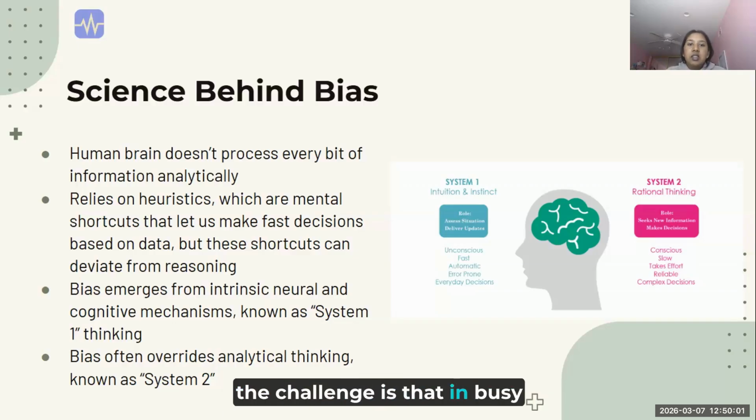So the challenge is that in busy clinical settings, when providers are fatigued, rushed, or overloaded, sometimes system one can take over. So bias emerges from these intrinsic neural and cognitive mechanisms. It's not necessarily about overt prejudice. It's about the automatic associations that can override your rational thinking. And unless we actively pause and engage system two thinking, those biases can influence diagnosis, treatment decisions, and overall healthcare communication. So understanding the science is really important because it's more about taking accountability and raising awareness to the issue.